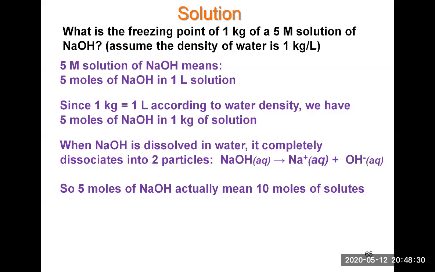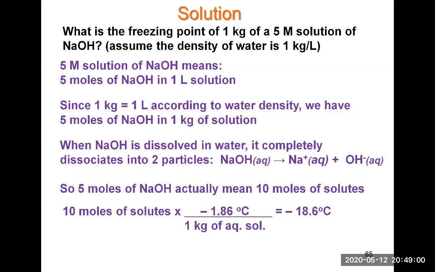So that means we will need to multiply the number of moles of NaOH by 2 because we have two particles per formula. So 5 moles of NaOH actually means 10 moles of solute, because you do 5 moles times 2 particles per formula. So we have 10 moles of solute in 1 liter or 1 kilogram of solution. Then you take this into account and multiply the 10 moles by the change in temperature. Here the change in temperature is 1.86 degrees. It's lowered, so that's why we have the negative sign here.